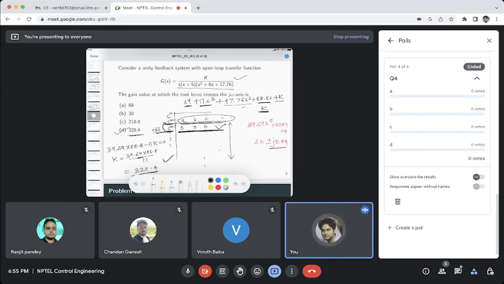If the row consists of one element, then just that element will be zero. But if it consists of more than one element, then every element should be zero. So that is the property of the Routh-Hurwitz table.